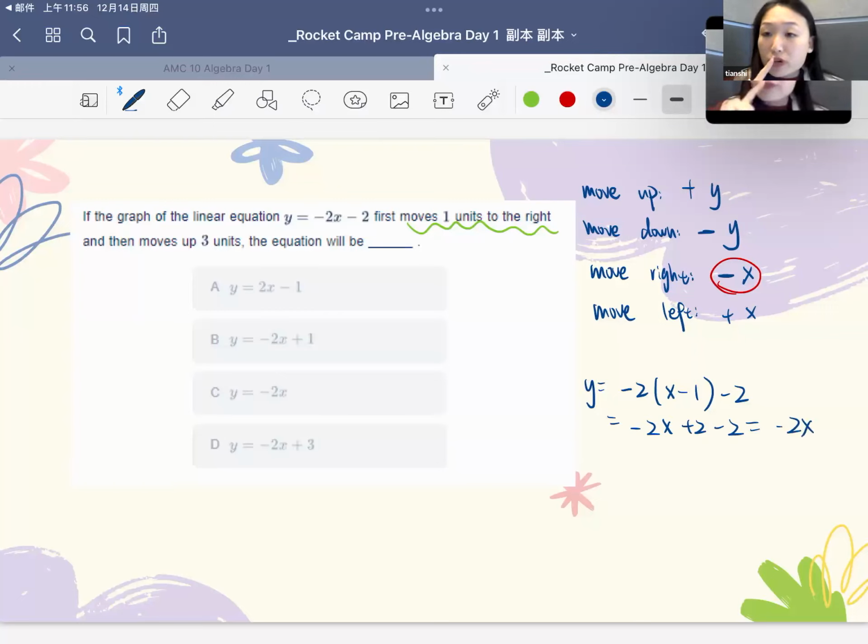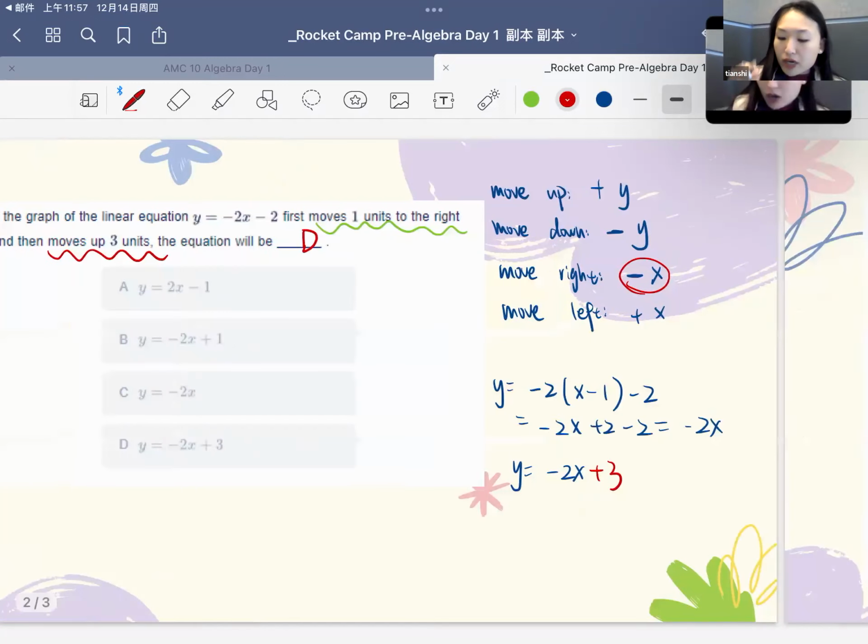And then we first solve for the first transformation. And what about the second part? The second part is that we need to move up 3 units. So move up for 3 units is very easy, right? We just need to add 3 units for the y. So y becomes negative 2x, and then we need to plus 3 here because we move it up for 3 units. And the answer for this one will just be this. Yes, great job, guys.